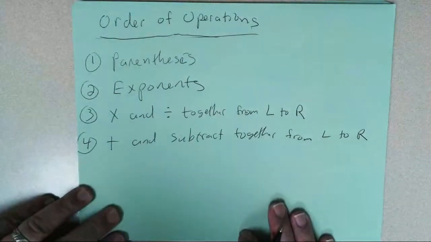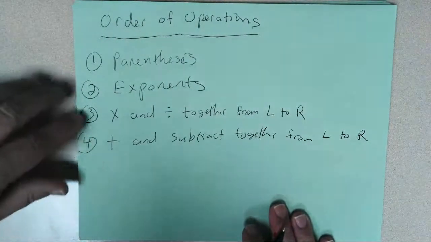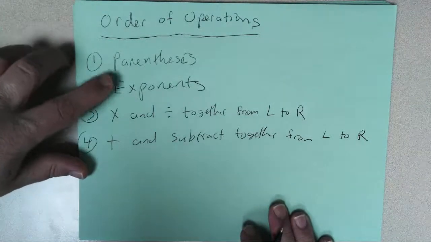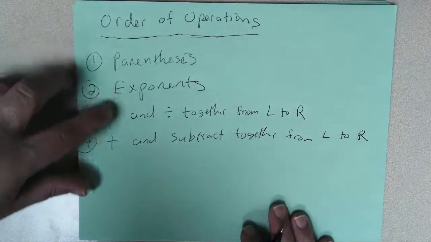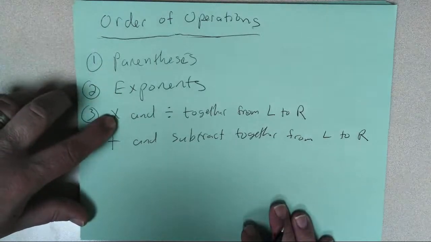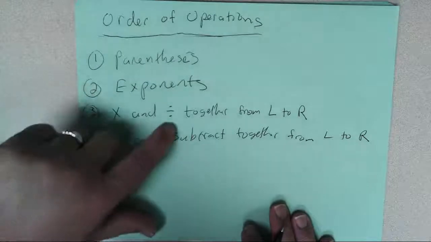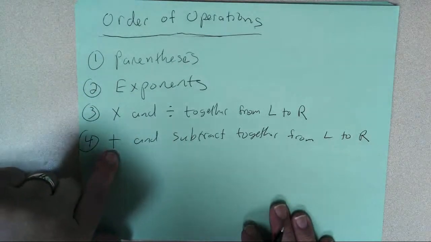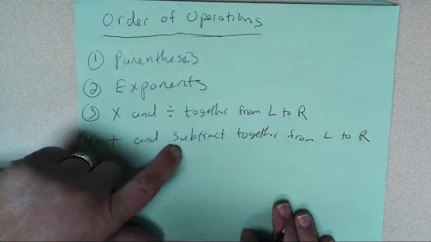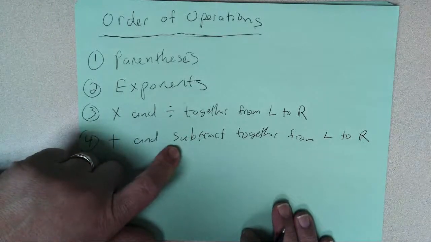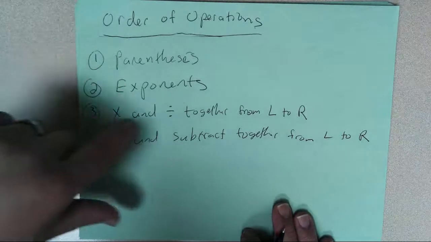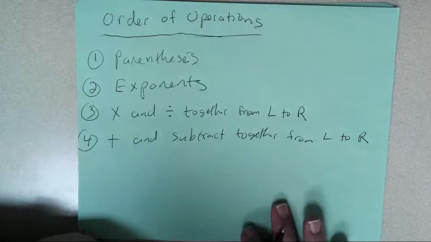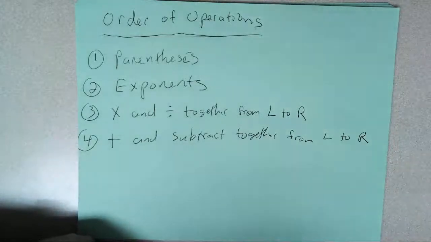Okay, so the please excuse my dear Aunt Sally comes from the first letter here, P in parentheses. Please excuse, the E in exponent. My multiplication, M. My division is D, that's dear. And then addition is A, Aunt, and then Sally. Subtraction starts with S. So please excuse my dear Aunt Sally. And that's okay, I guess, if that helps you memorize this.